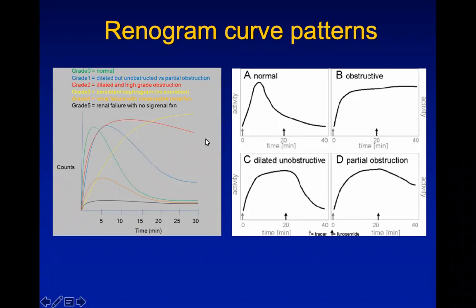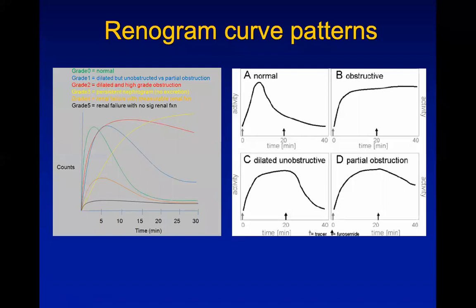So grade zero or a normal curve. This is the normal curve, which you've just seen in the scan that I've shown you. The green curve here: sharp rise, sharp fall. Then the obstructive pattern, which one is it here? It's grade two, the red curve. So rise and then a flattening curve. It may be absolutely flat. It may be upsloping. It may show a slight downward trend, but it doesn't come down. So this is an obstructive pattern, that is the grade 2 or the type 2 pattern.